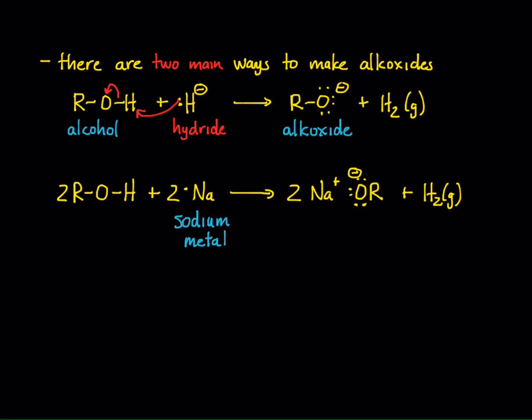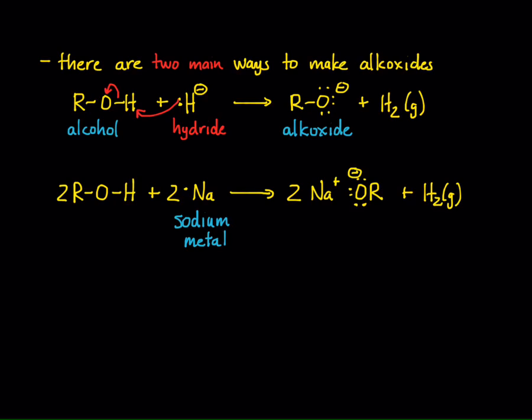So this is another reason why sodium metal can be used. Essentially, you're donating an electron to the hydrogen, but you need 2 electrons for that process to occur and 2 hydrogens for that process to occur. And so this is a balanced equation here.